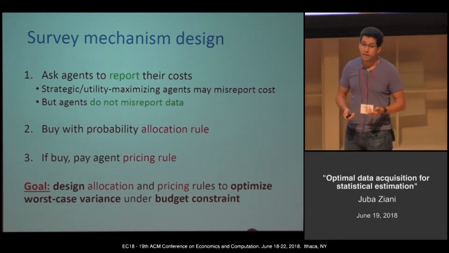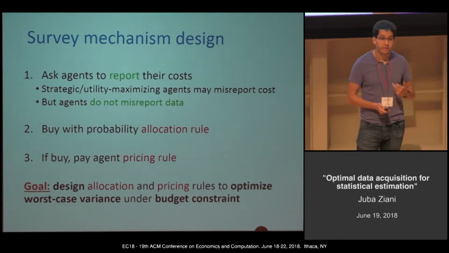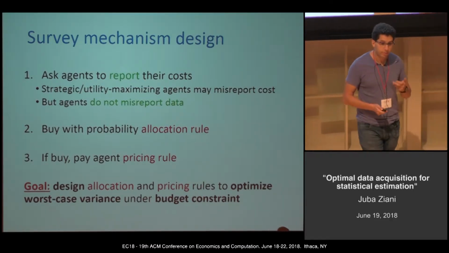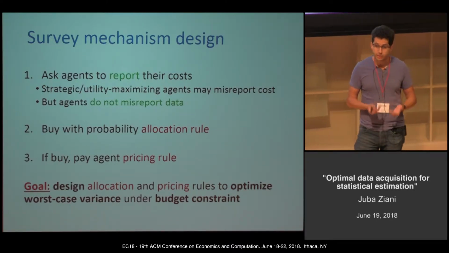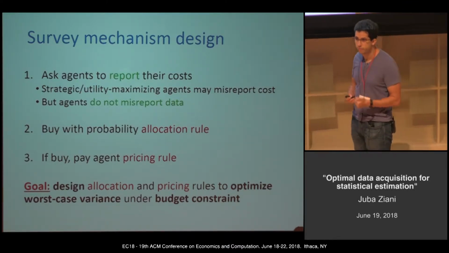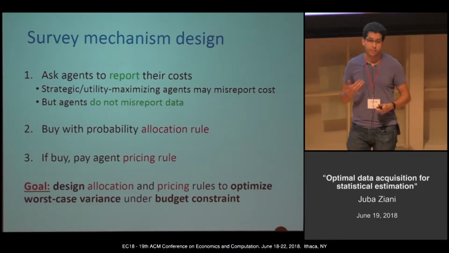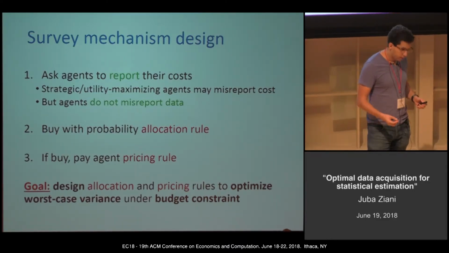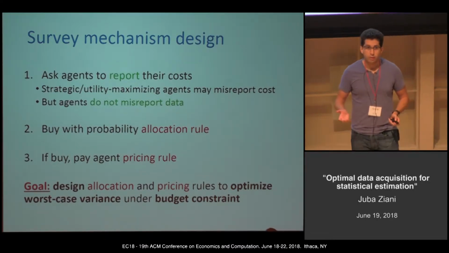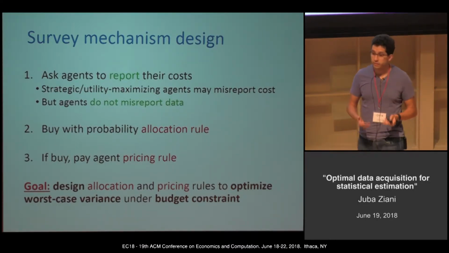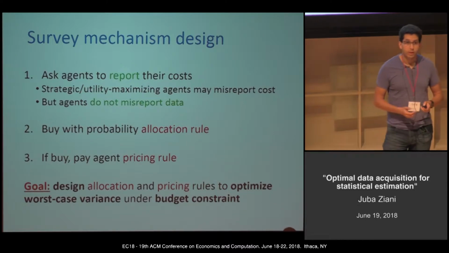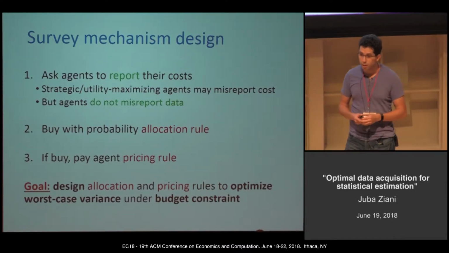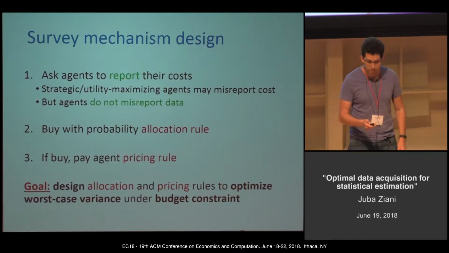And once the mechanism has elicited the costs of the agents, the mechanism is going to buy from each agent with a probability that's given by the allocation rule, which is just a function of the reported cost. And if you buy from an agent, you have to pay this agent according to the pricing rule. The goal of our paper is to design this allocation and these pricing rules in order to optimize the worst case variance under a constraint on the budget.